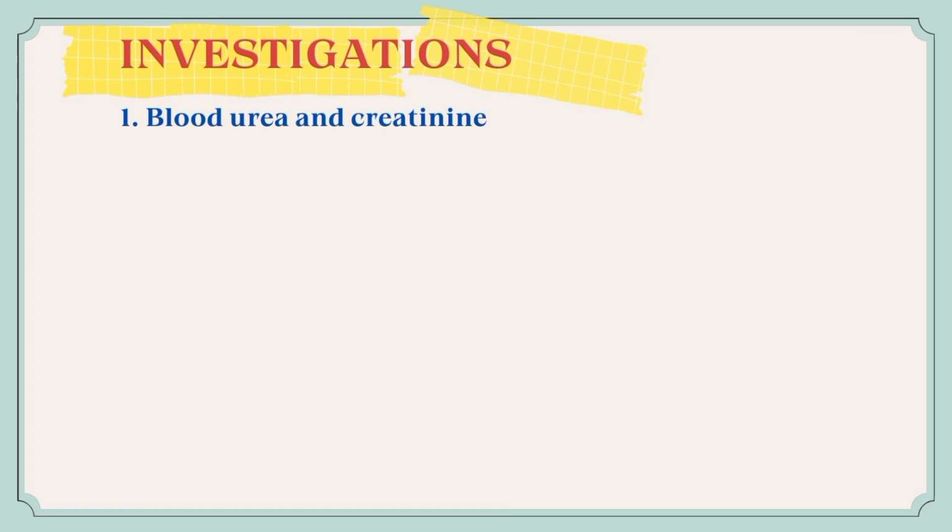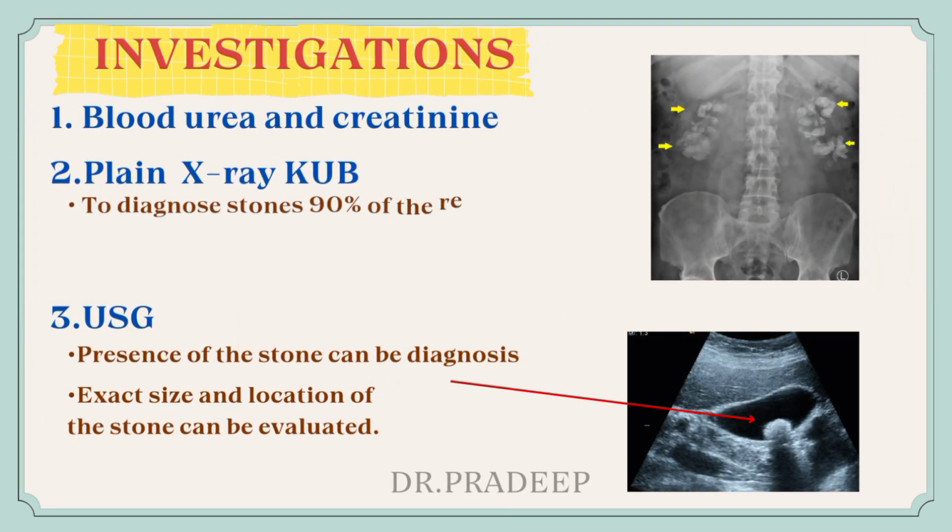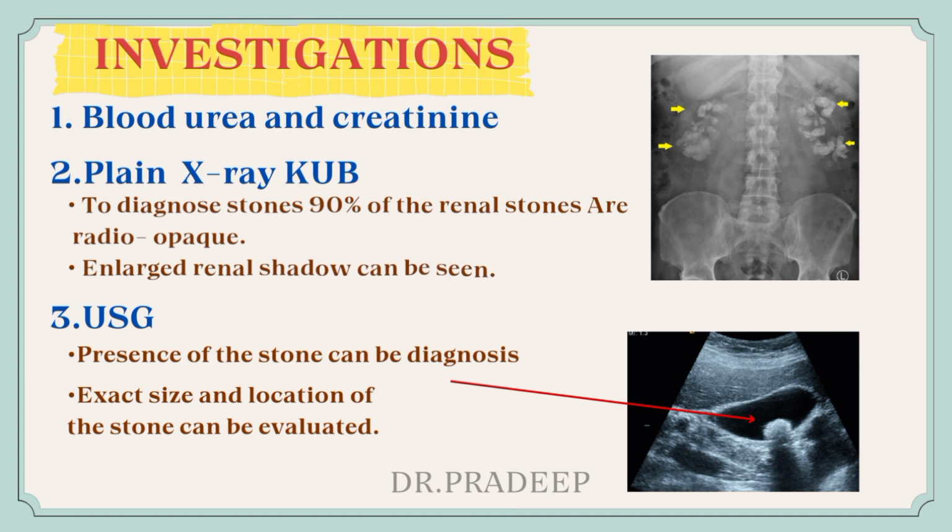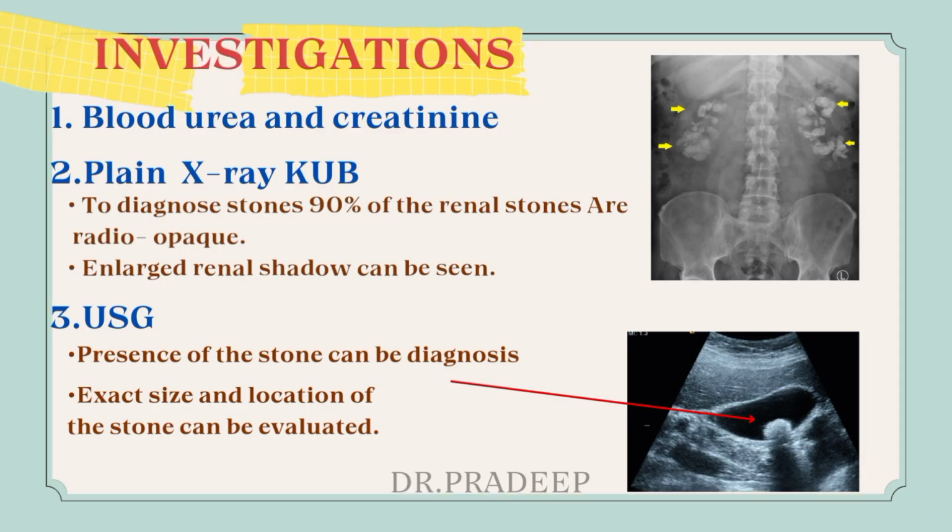Investigations. 1. Blood urea and creatinine to rule out renal failure. 2. Plain X-ray KUB to diagnose stones. 90% of the renal stones are radio-opaque. Enlarged renal shadow can be seen. 3. USG. Presence of the stone can be diagnosed. Exact size and location of the stone can be evaluated.